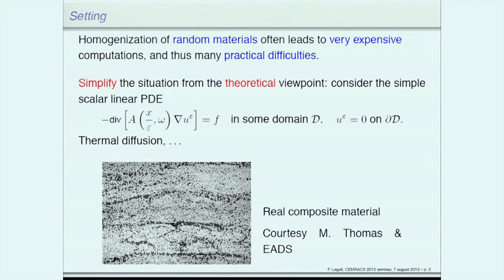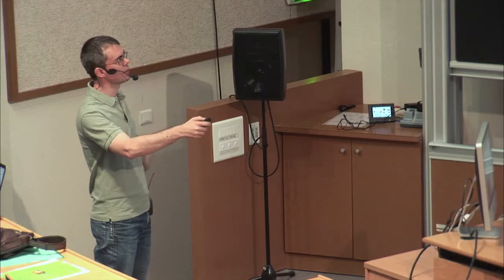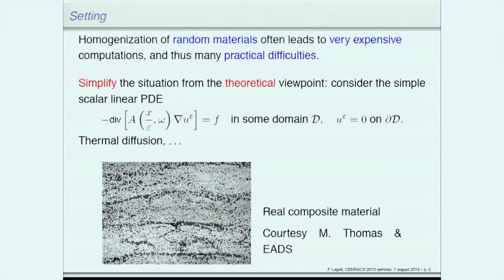We are going to consider, from a theoretical viewpoint, an equation which is extremely simple, which is the 101 equation in applied math, the minus divergence a grad equation. All the difficulty will be hidden in the fact that this coefficient here, which models the property of the material, is a random coefficient. I'm going to look at a scalar equation, so this is not exactly mechanics. This is more thermal diffusion or out-of-plane mechanics. I've got a matrix A, which is random because of the omega here, and which oscillates at a very small scale, epsilon.